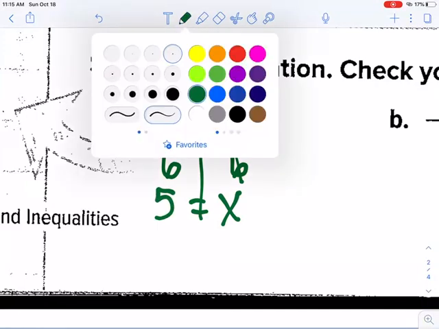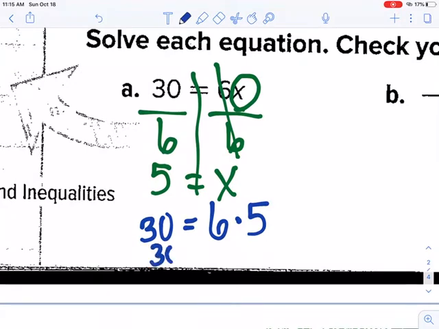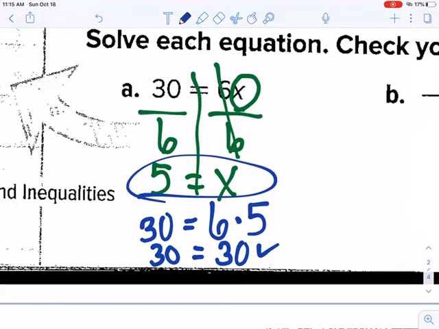Now remember, we check. We need to do 2 steps for checking. So we're going to substitute in 5 and then actually calculate it. Do we have a balanced equation? Yes, we do. 5 is a good solution then.